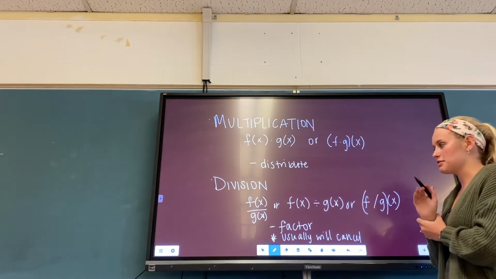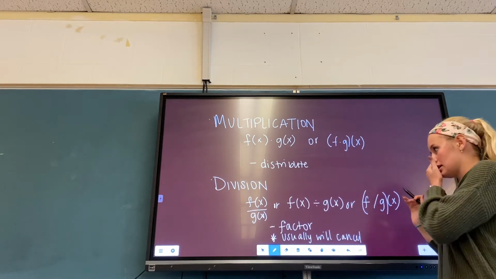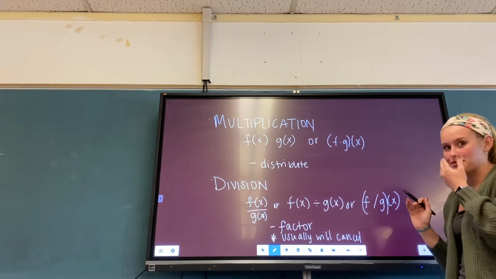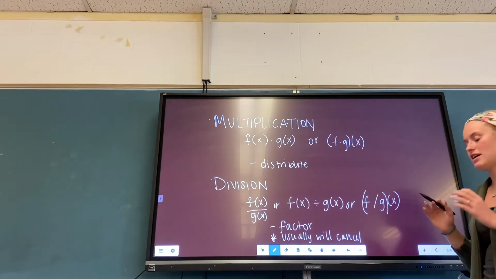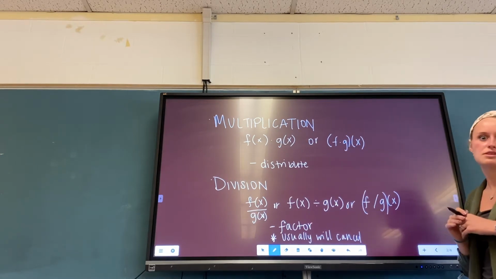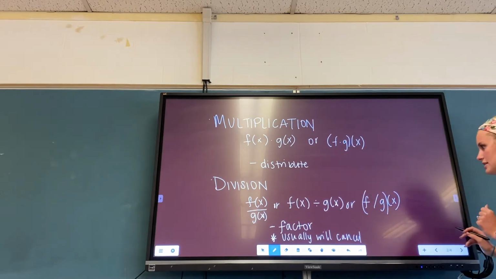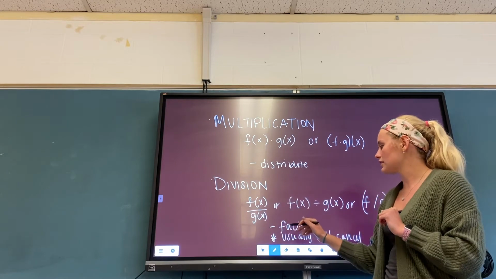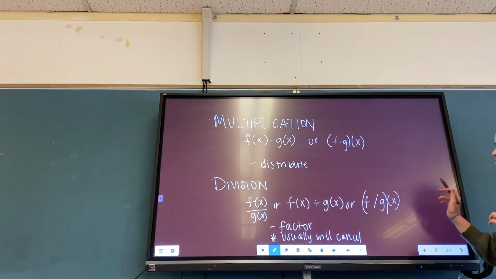Then we're going to be doing division. With division, you're going to have to factor. So you might want to brush up on your factoring skills, but usually if you factor the polynomials, something will cancel out. So let's try a few examples. Oh, and this is the different ways it could look. F of x over g of x, or f of x divided by g of x, or f over g of x. These are all the ways that it could be written.